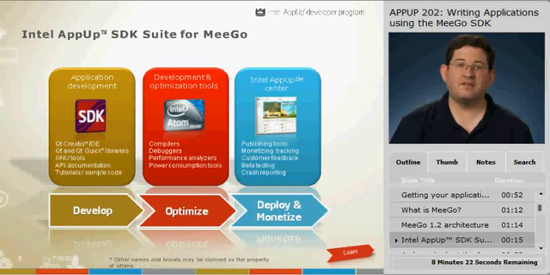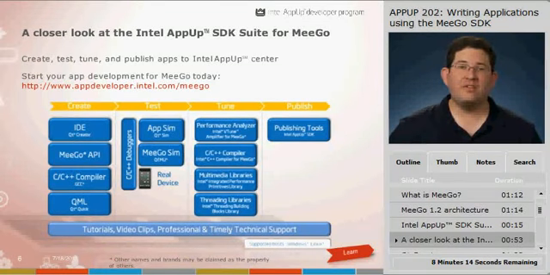The Intel AppUp SDK suite for MeeGo includes the application development environment, the development and optimization tools, and the Intel AppUp SDK. You can see the particular tools, documentations, and libraries listed here. The MeeGo SDK suite includes everything you need to develop apps for the MeeGo OS on Windows and Linux platforms. The application development environment includes the Qt Creator IDE, as well as all the compilers, libraries, and documentation required to build your application. We'll take a closer look at Qt Creator in a moment.